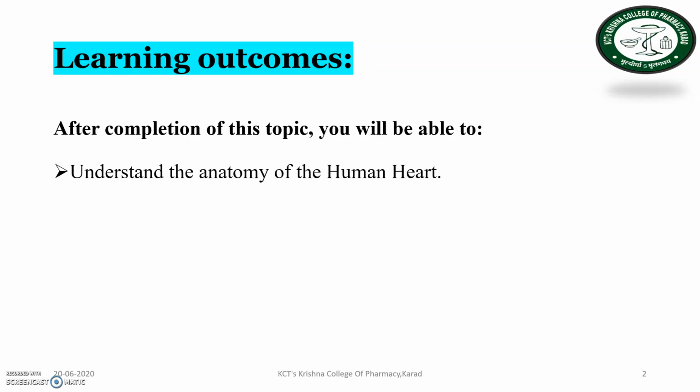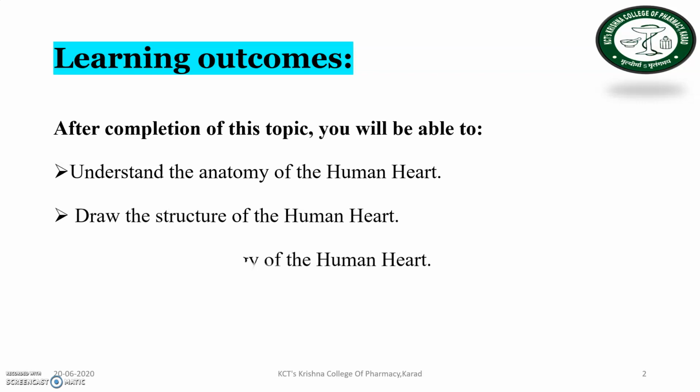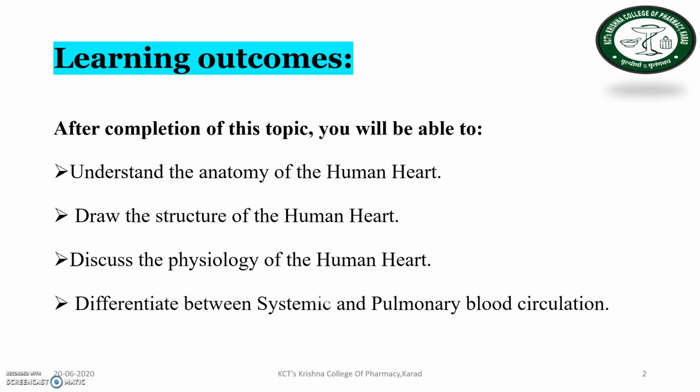understand the anatomy of the human heart, then how to draw the structure of the human heart, what the physiology of the human heart is, and how to differentiate between systemic and pulmonary circulation of the blood. These are the learning outcomes. After completion of this topic, the learner or student may find it helpful in future studies.